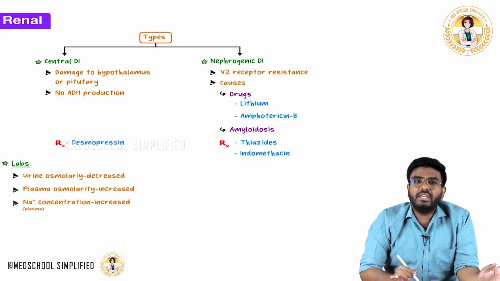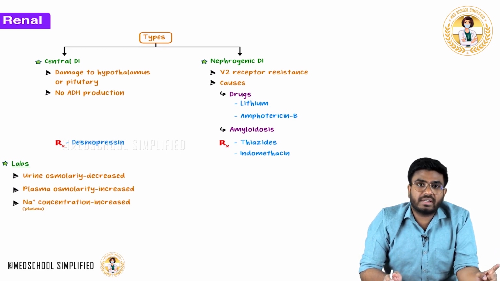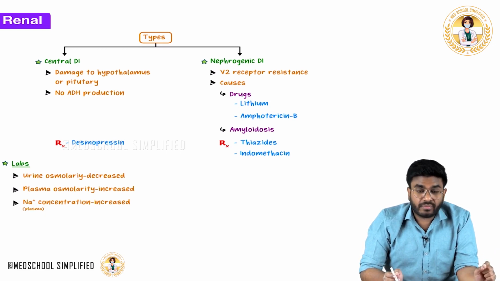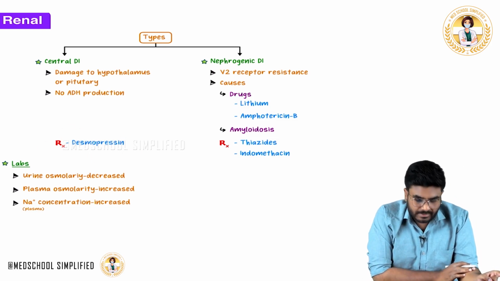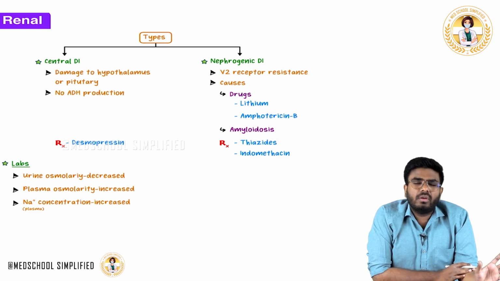Just from my side, I am saying that thiazide diuretics are the drug of choice for treating nephrogenic diabetes insipidus. For example, if it is craniogenic diabetes insipidus, it is desmopressin. Okay, now look at the labs.